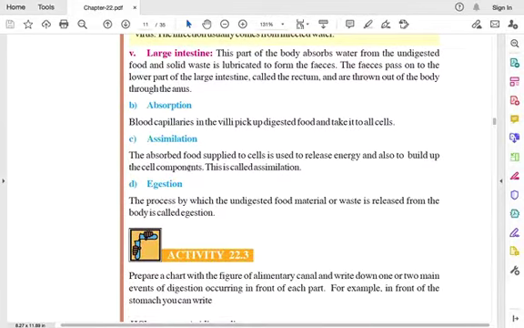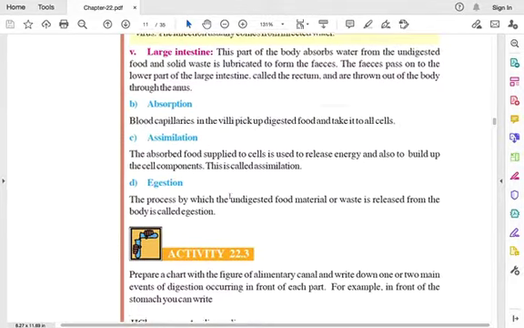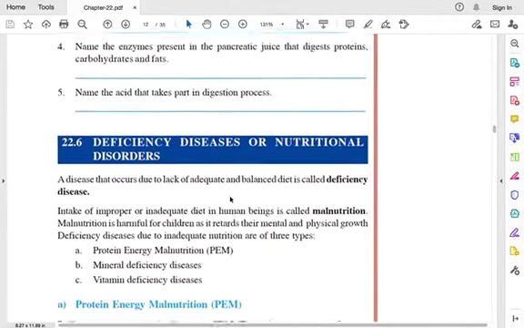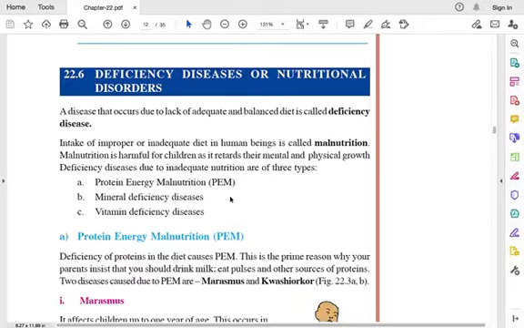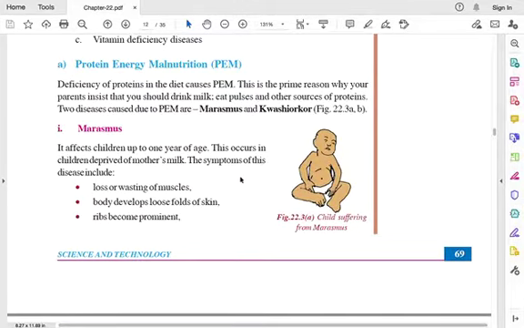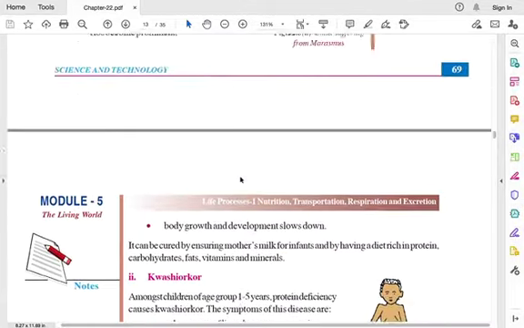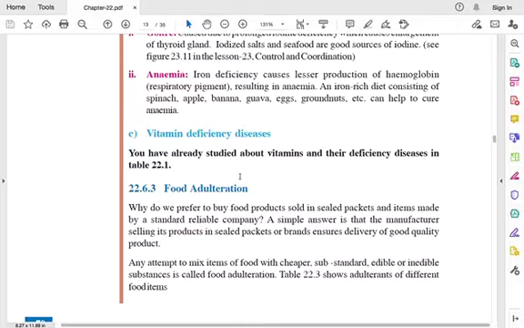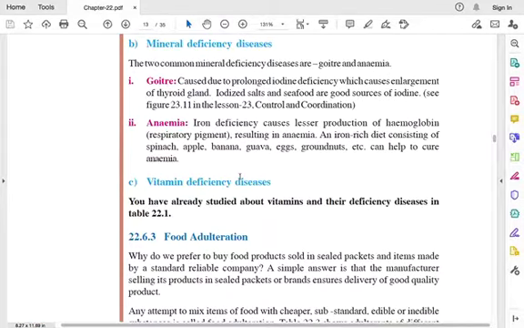Then absorption, how the digested food is taken into all the cells, and assimilation and egestion, that is the excretion. And then if you don't take proper nutrition, then we will have deficiency diseases. So we saw many deficiency diseases like protein energy malnutrition, and under that you have marasmus and kwashiorkor. Then you have mineral deficiency diseases like goiter and anemia caused by some mineral deficiency.